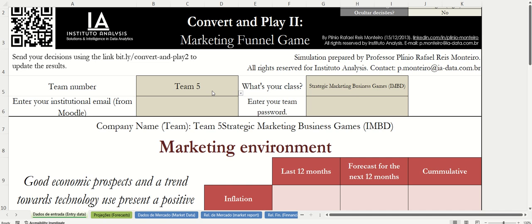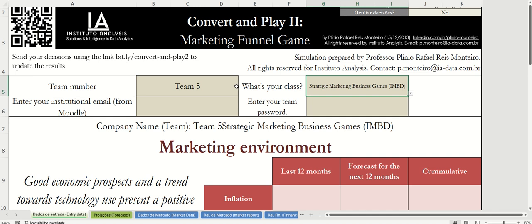Hello students, I'm going to show you how to use the Excel file for making a decision on the convert and play simulation. So here I'm using a hand-on team to select, but indeed to work you need to add here both your email, your schema email, your institutional email and your team number. But also you need to add here your password, the same that you have been using for the other simulations.